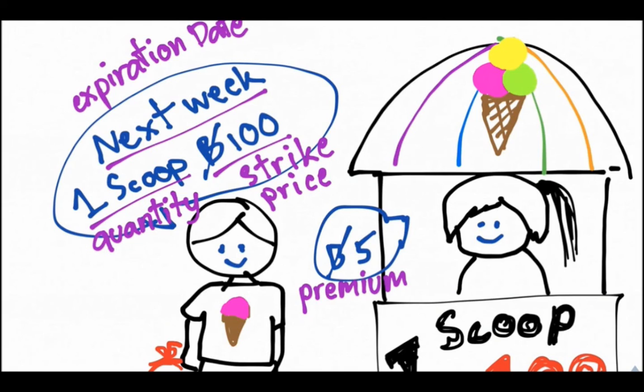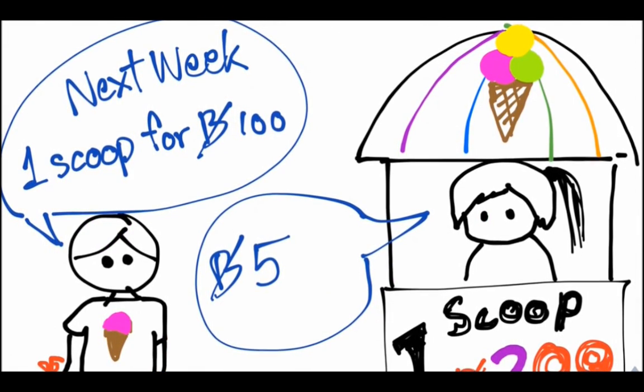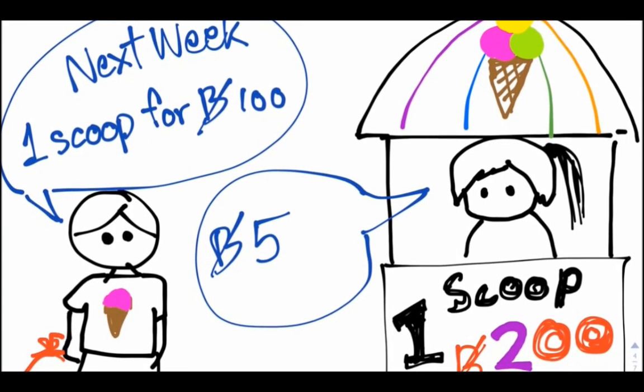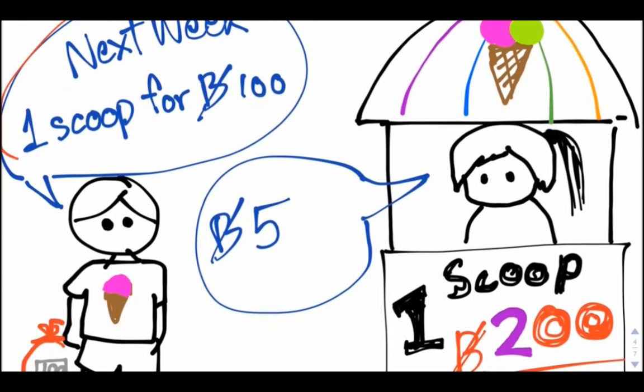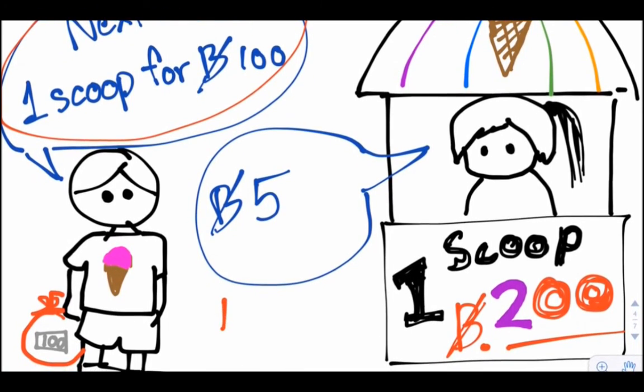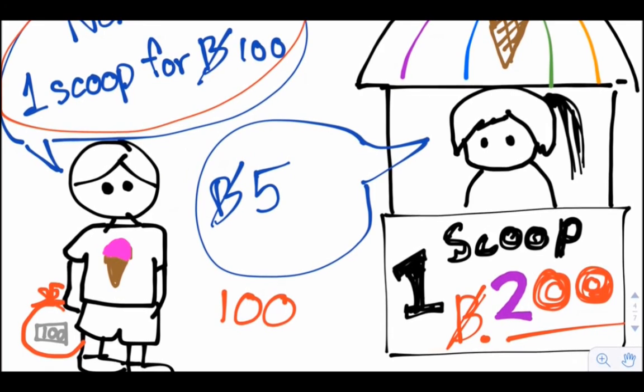After we know all the terms in an option contract, let's take a look at the scenario where next week the price of an ice cream goes up to 200 baht per scoop. Since Mr. A has the call option contract, he can exercise his right to buy a scoop of ice cream for 100 baht.